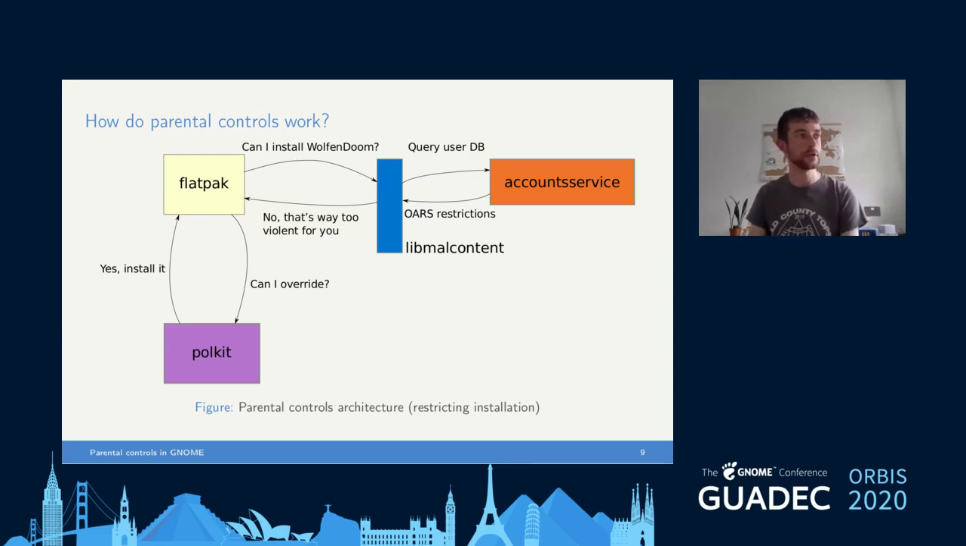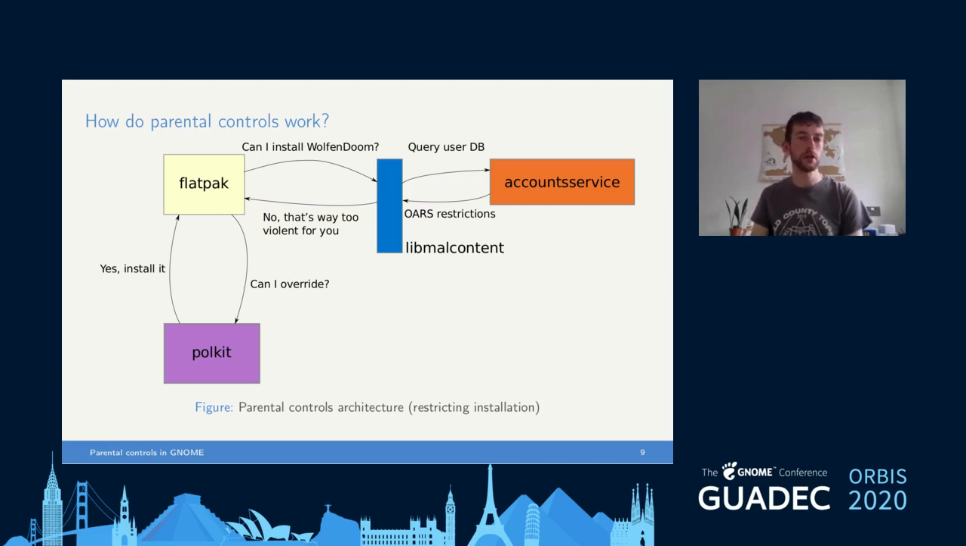Flatpak will then query Polkit to see if the admin wants to override malcontent and allow installation anyway, because the parent may decide that it's okay for their kid to use that app with supervision, or they might decide that they want to bring up their child differently from the generic age restrictions that we have. So it'll pop up a Polkit authorization dialog, and if the user enters the admin password, installation is allowed, and if not, that's denied.